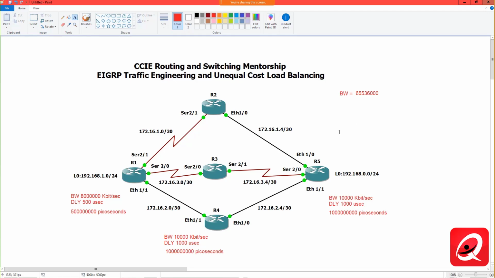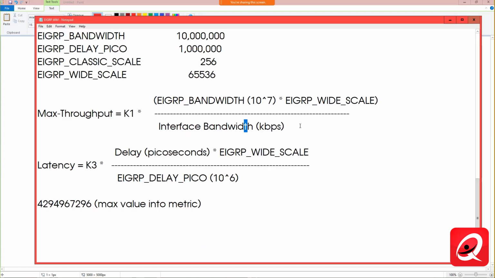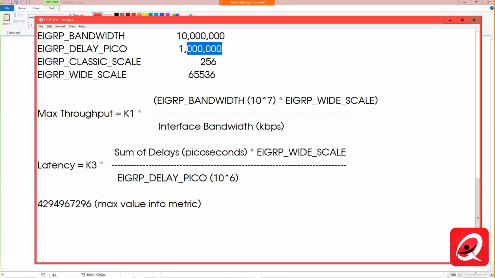And then we've got these values here. The delay is the sum of the delays. If I come back here, the delay in picoseconds is the actual sum. I should really change it: sum of delays in picoseconds times our wide metric value, 65,536, divided by the EIGRP delay reference, which is what we call the EIGRP delay pico reference, which is 1,000,000.